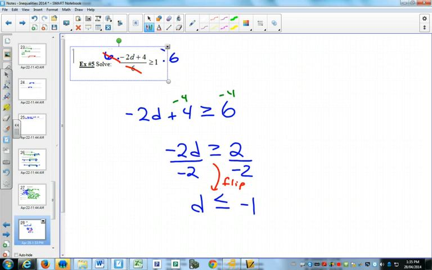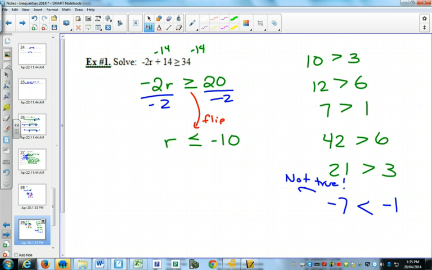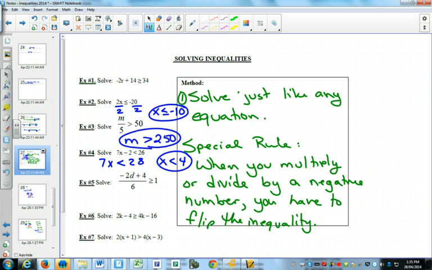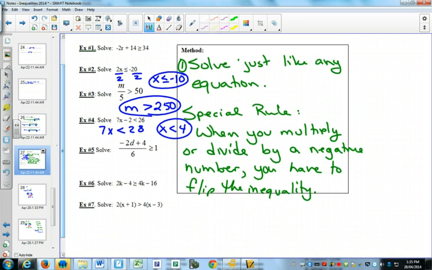Okay, 2 more on this page for you to try. I'll put up the answers in a bit to see if you got it.